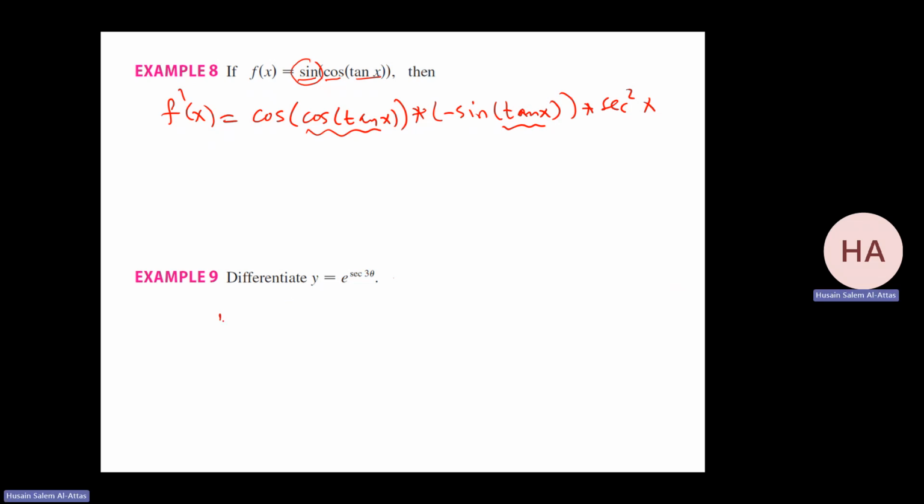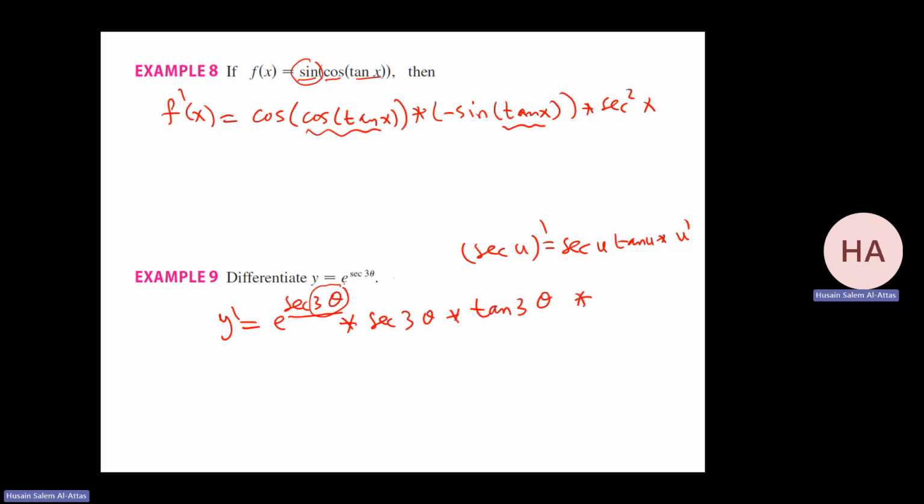If I have this here, what will be y prime? e to the power u, so that will be e to the power u times the derivative of u. I need the chain rule again. What's the derivative of secant u? Just to remind you, that will be secant u tan u times the derivative of u. My u is 3 theta. So that will be secant u times tan u. Are we done? Not yet. Times the derivative of u, which is 3 theta, which is 3. That will be my answer.